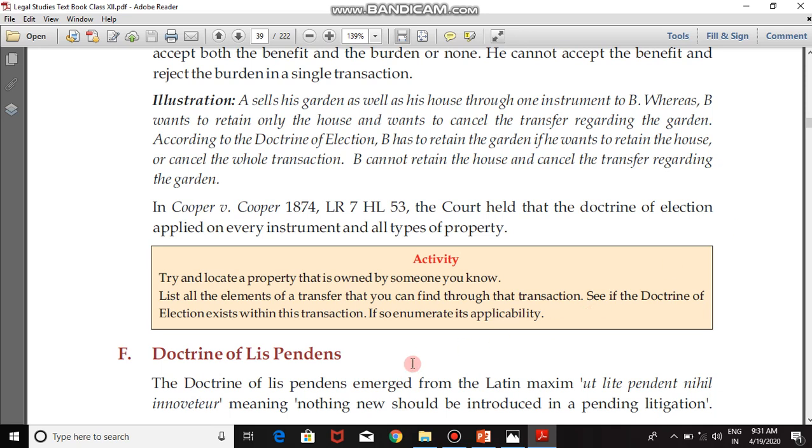That is, nothing new should be introduced in a pending litigation. If a transfer is already in process, or if there is any legal liability on that property, then that property cannot be transferred from one party to another.